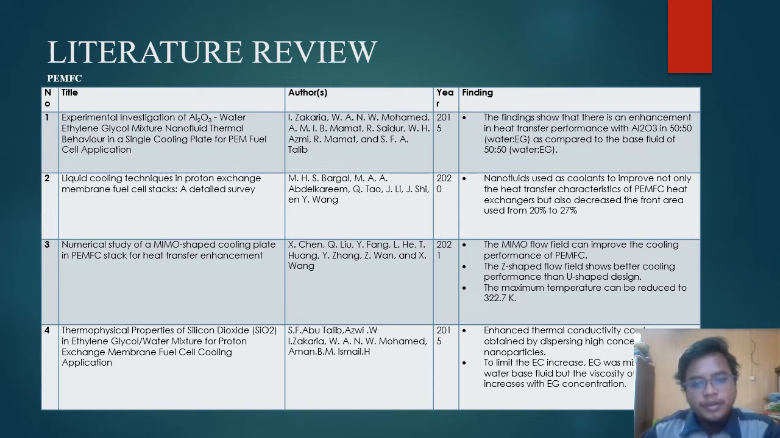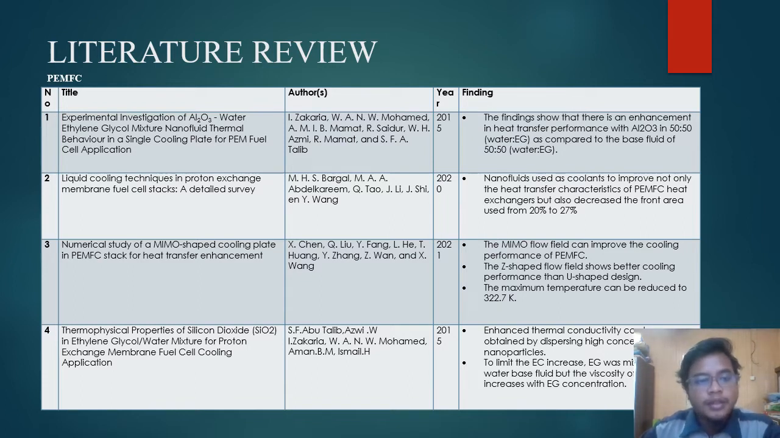Next, let's move to the literature review. For the PEMFC, number one is experimental investigation of Al2O3 water ethylene glycol mixture nanofluid thermal behavior in a single cooling plate of PEMFC application. Year of publication is 2015. The finding from this previous study shows an enhancement in the heat transfer performance with Al2O3 in 50-50 water ethylene glycol as compared to the base fluid of water.